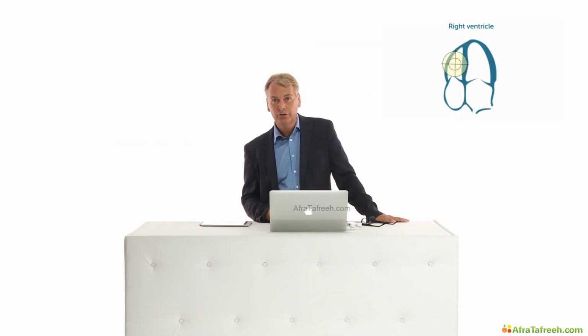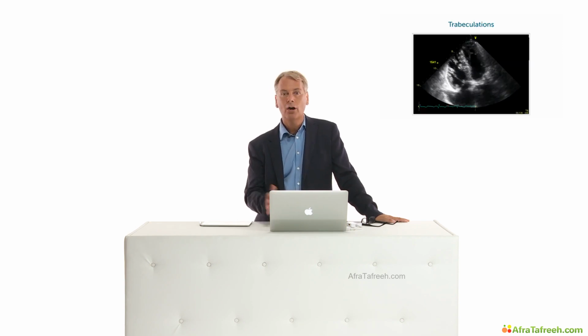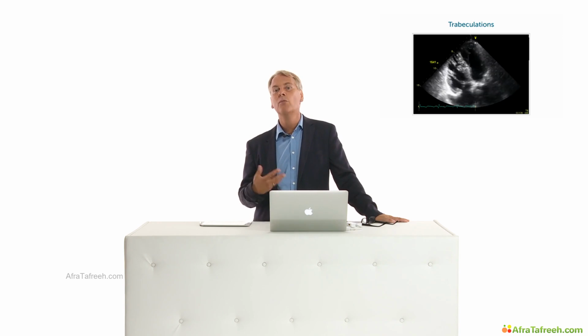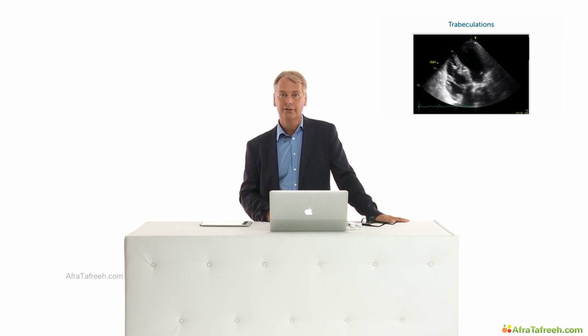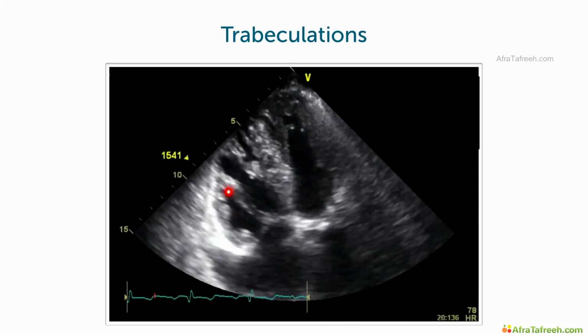Looking at the right ventricle, there are 2 structures that could lead to the false diagnosis of a tumor. The first are trabeculations. You all know that the right ventricle is much more trabeculated than the left, especially if you have right ventricle hypertrophy. Here are these trabeculations that I just talked about.